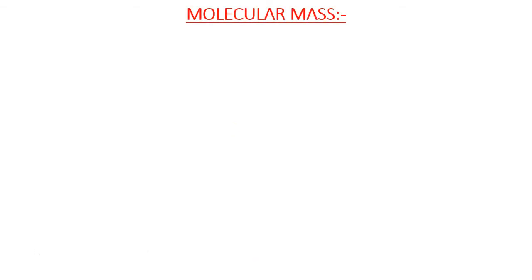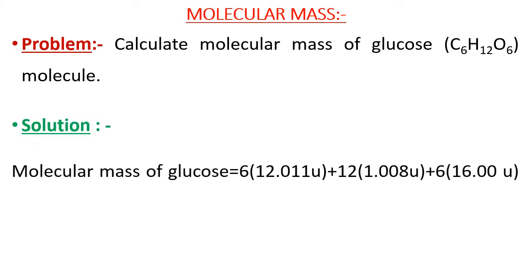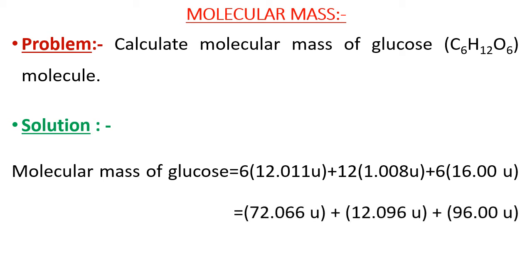Now let us discuss the problems on molecular mass. Calculate the molecular mass of a glucose molecule, that is C6H12O6. Molecular mass of glucose is equal to 6 carbon atoms × its atomic mass, that is 12.011 u, plus 12 hydrogen atoms × its atomic mass 1.008 u, plus 6 oxygen atoms × its atomic mass, that is 16 u, which becomes equal to 180.162 u.